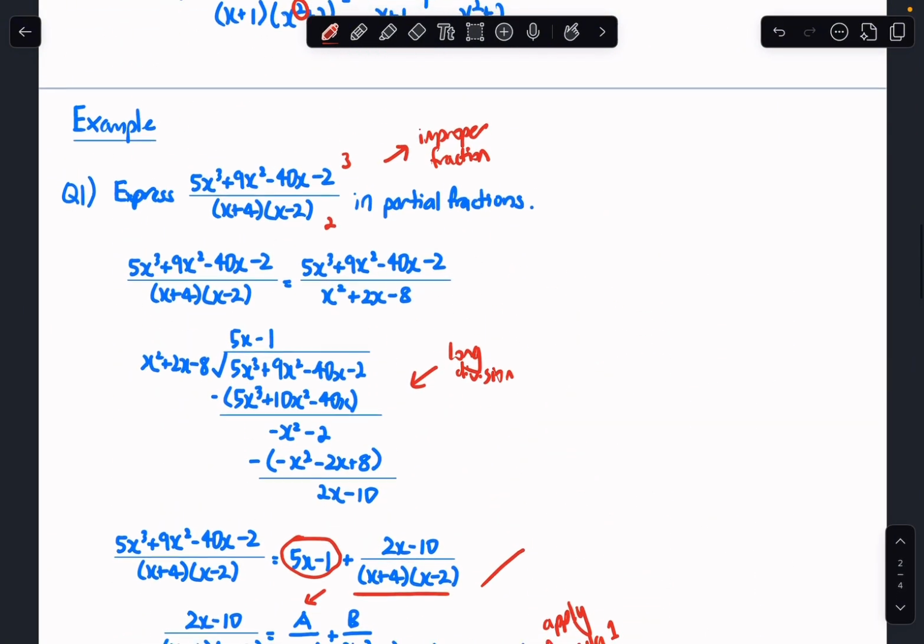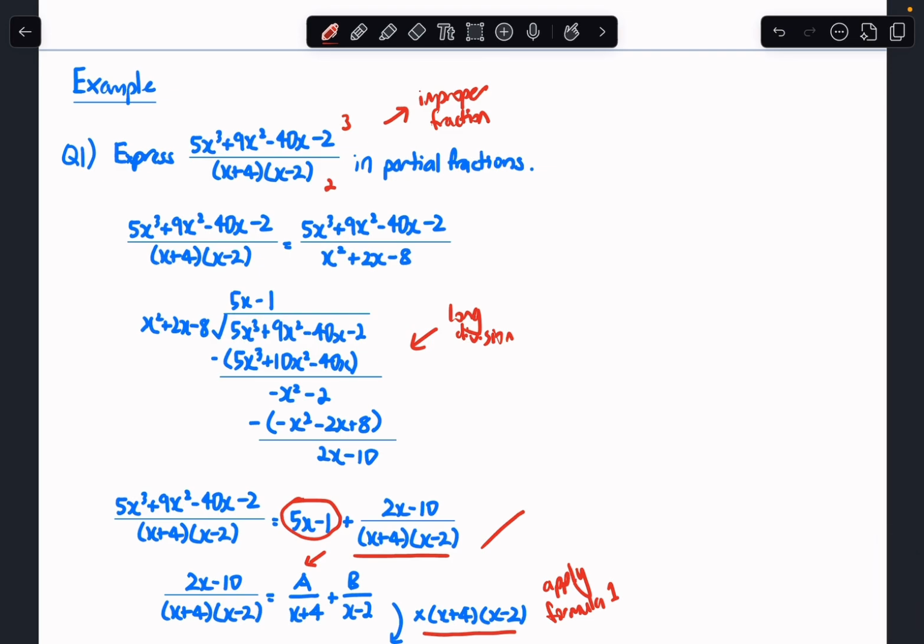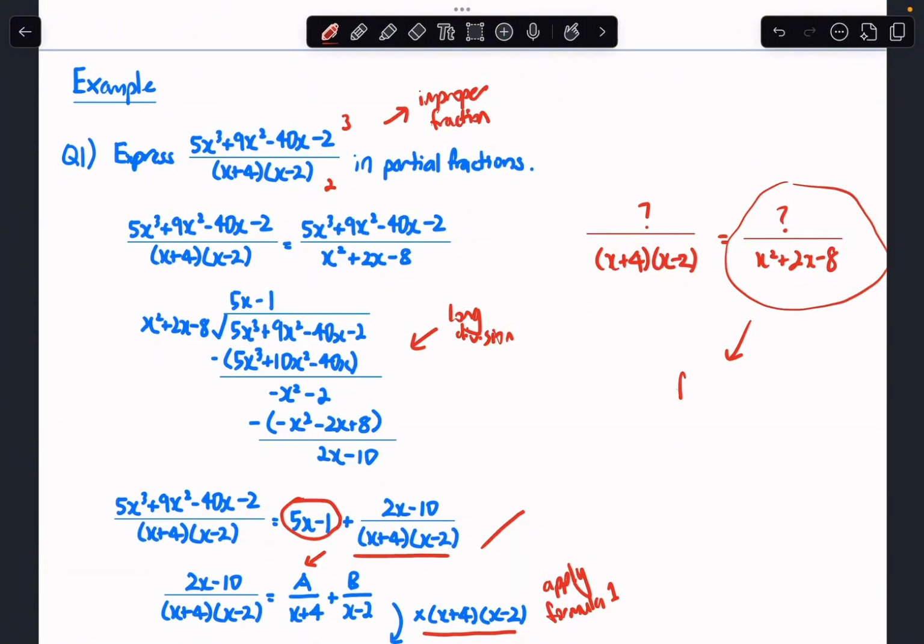Take note, sometimes the questions, instead of giving you the bottom like this, x plus 4, x minus 2, sometimes they'll give you x squared plus 2x minus 8. If they give us this one, we'll need to factorize, and then you get back this form to do partial fractions.